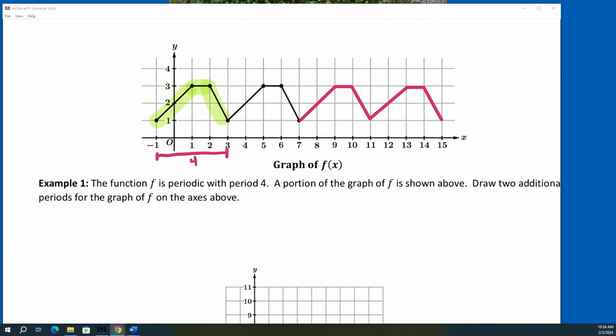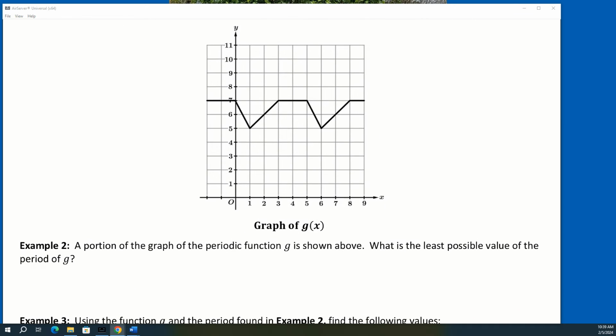All right, for example 2, we have a portion of a periodic function. We want to find the least possible value for the period of g. So we could draw the cycle different ways. I did it one way last class. I think I'm going to do it a different way here. So I would say that this makes up 1 period of this function g. So what is the distance on the x values for that 1 period? 5.